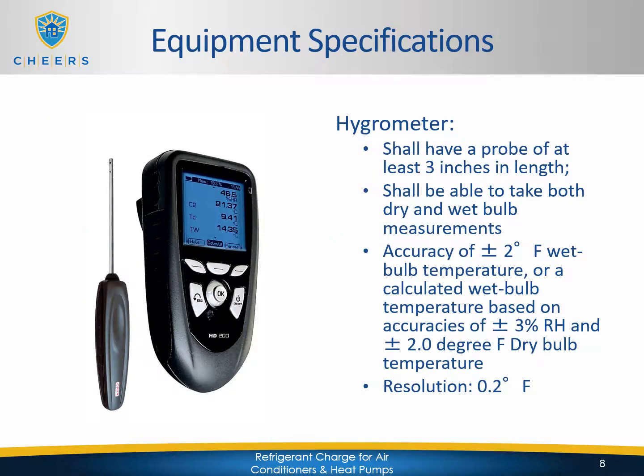When using a hygrometer, the hygrometer shall have a probe of at least 3 inches in length. It shall be able to take both dry and wet bulb measurements. It will have an accuracy of plus or minus 2 degrees Fahrenheit wet bulb temperature, or calculated wet bulb temperature based on accuracies of plus or minus 3% RH and plus or minus 2 degrees Fahrenheit dry bulb temperature, and a resolution of 0.2 degrees.